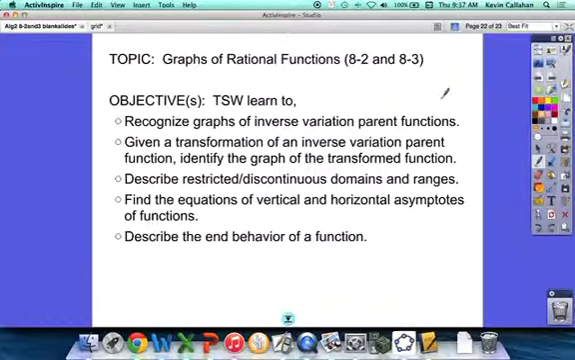But the SOLs told us what to do. We had to understand how to transform the graphs. We need to know continuous domains and horizontal and vertical asymptotes.